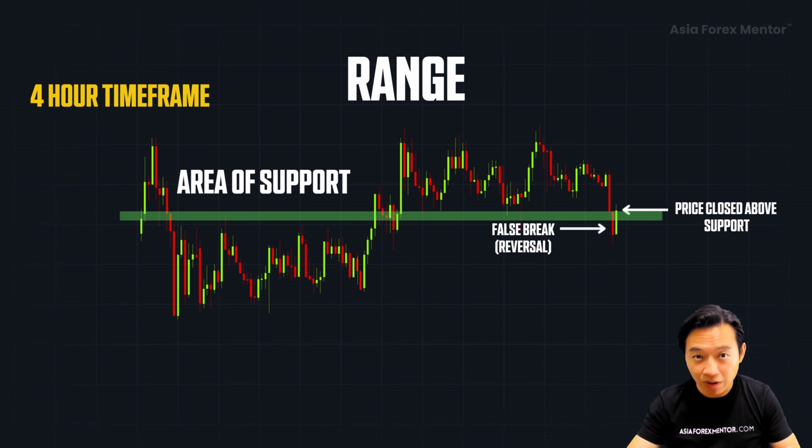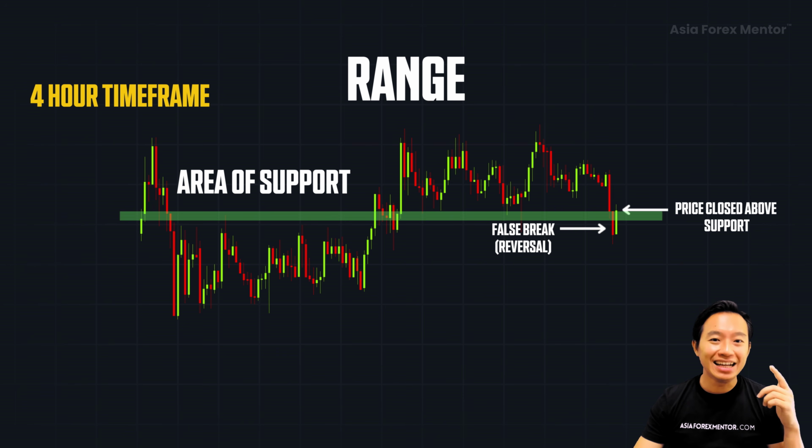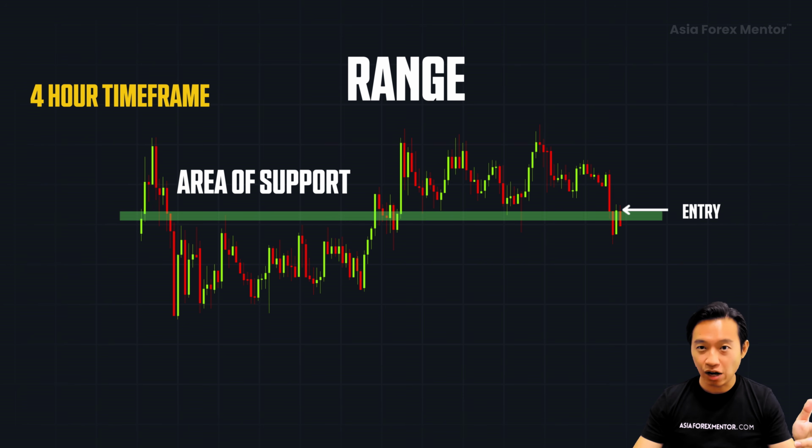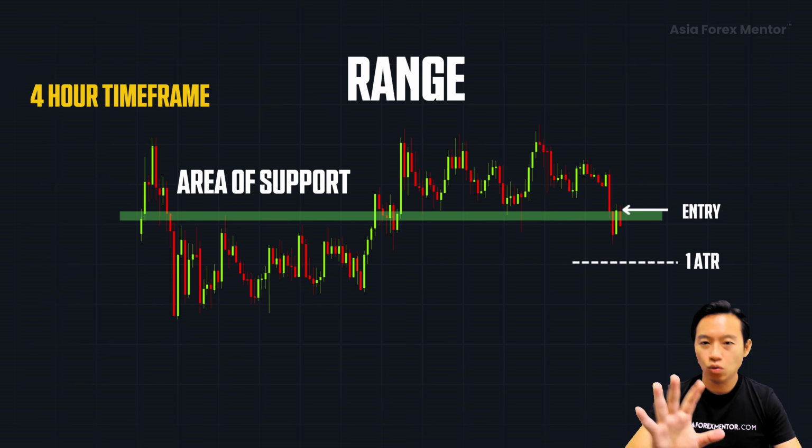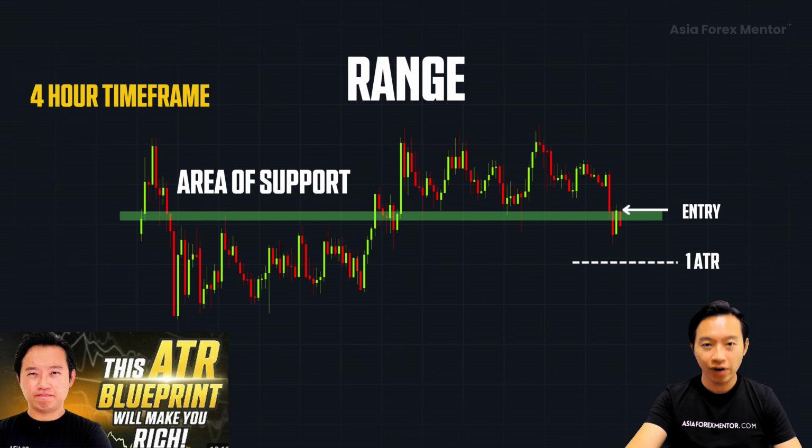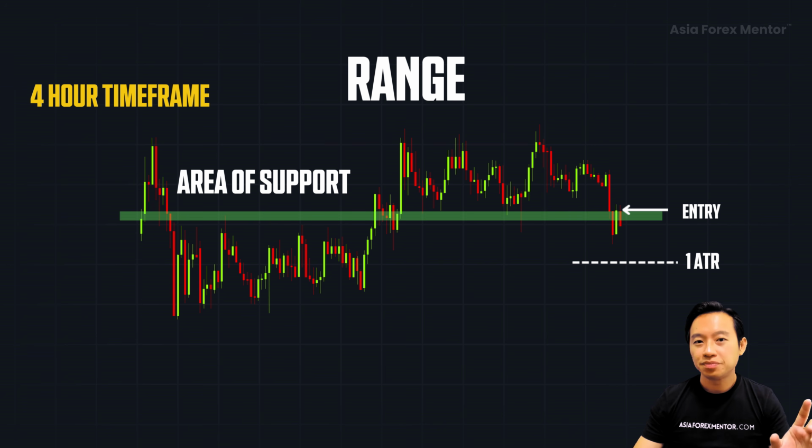So what do we do now? We can now go long on the next bar itself. And then for our stop loss, we can use 1 ATR. Alright, if you're not familiar with it, watch my ATR video. So your stop loss will be placed around here.